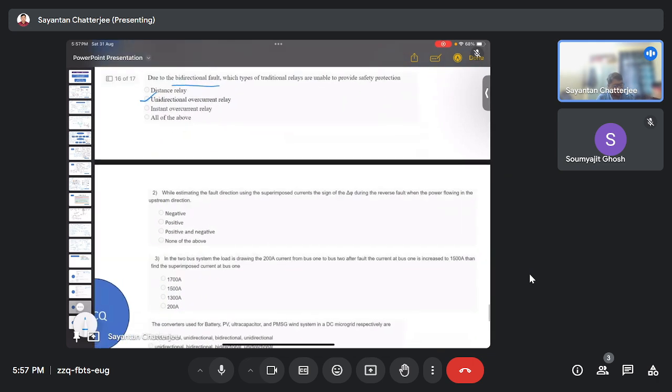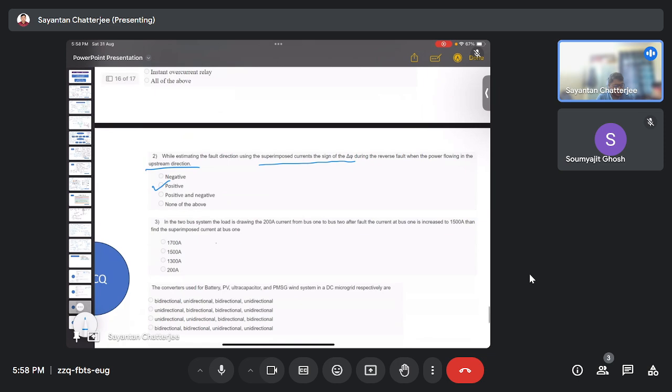While estimating the fault direction using superimposed currents, what is the sign of del phi during the reverse fault when power is flowing in the upstream direction? So that's the rule we have to follow: power flowing in upstream direction. So what would be the sign of phi? It would be positive.